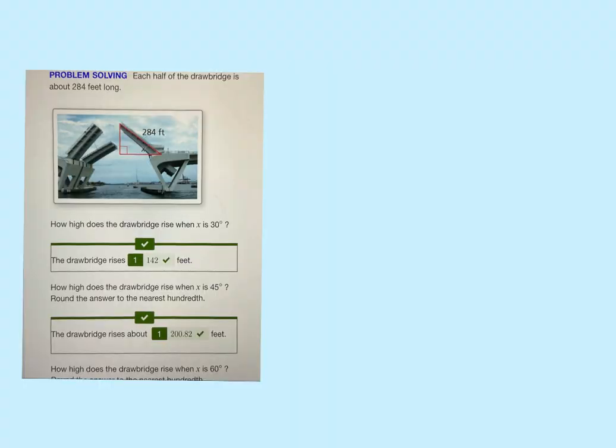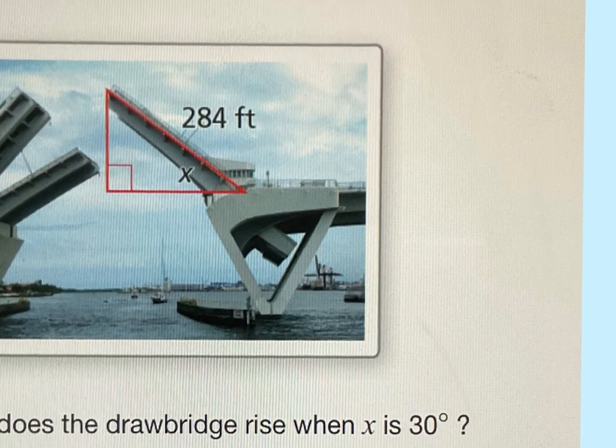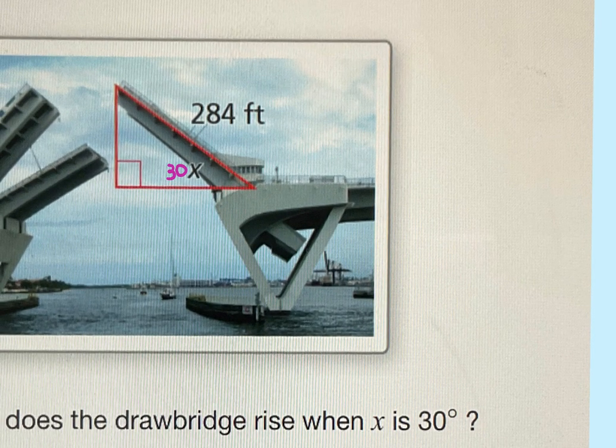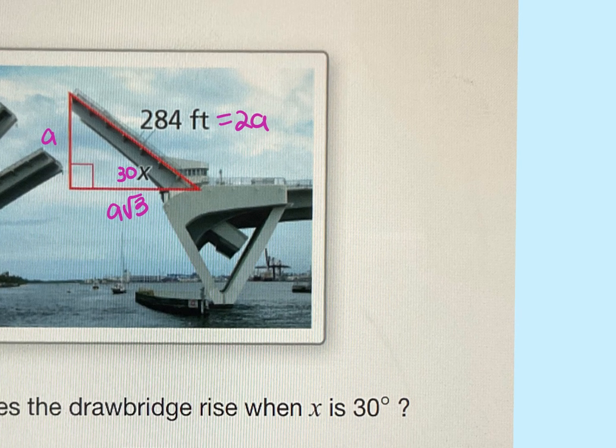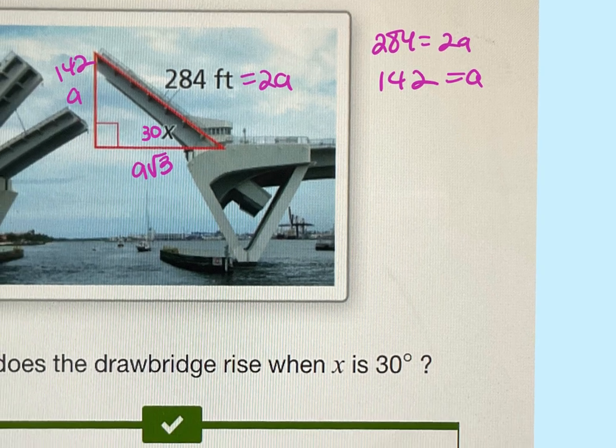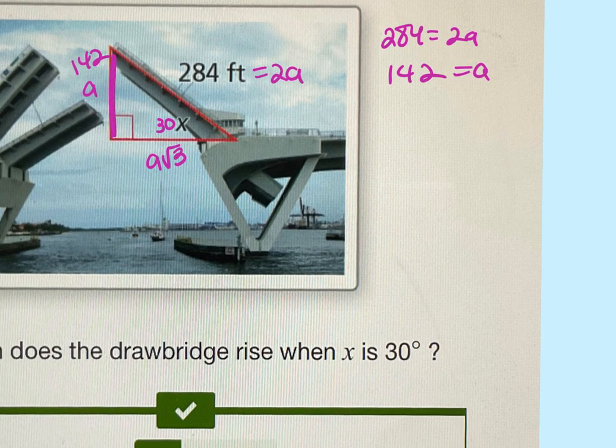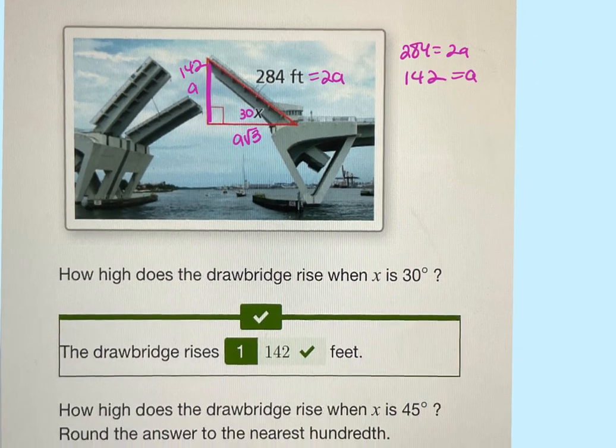So this was the question that came up from the homework. I think this is 14. The drawbridge one. It said each half of the drawbridge is about 284 feet long. And it made the little triangle inside. It says, how high does the drawbridge rise when X is 30? So if X is 30 degrees, then this is my A, this is my A root 3, and this is my 2A. So if 284 equals 2A, then A would be 142. And that's how high that side would raise. So how high it would raise would be from where it's flat to the top, which would be 142. That's the first question.